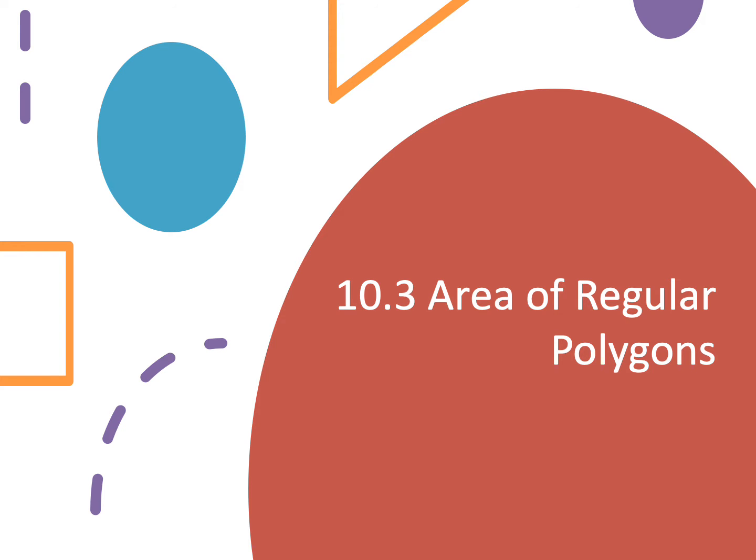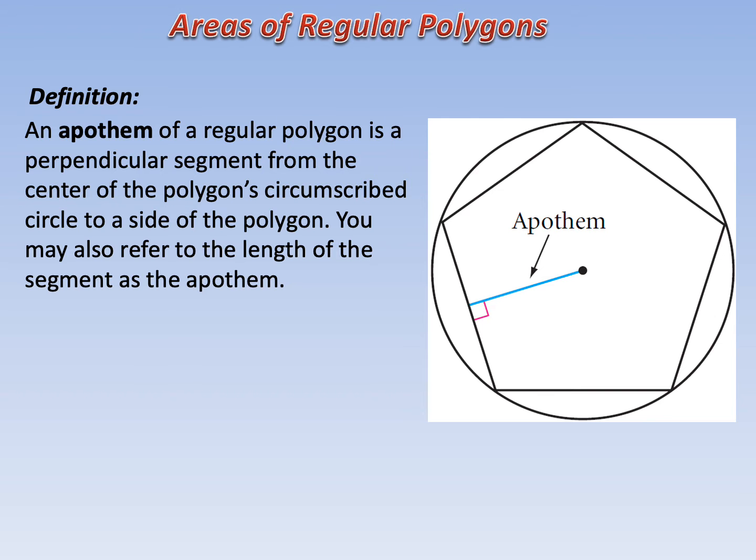Today we're going to look at 10.3, which is the area of regular polygons. To start, we need to introduce a new word, and that is going to be the apothem. And what is the apothem?